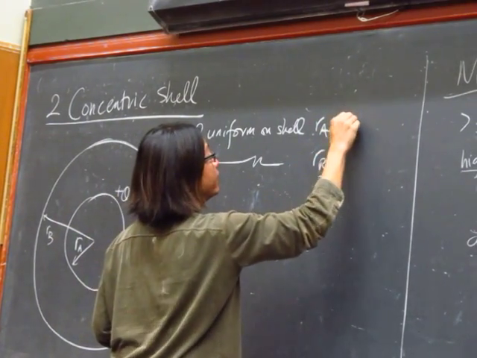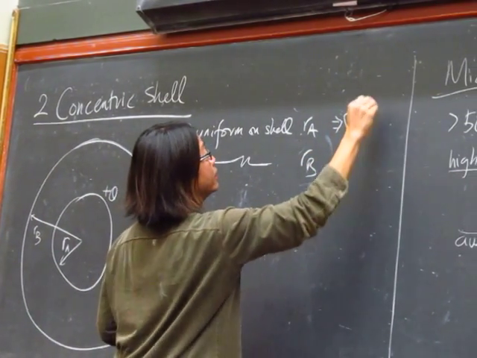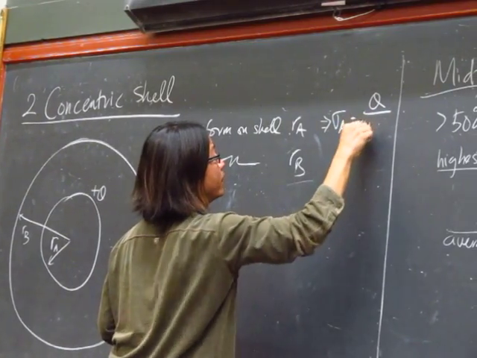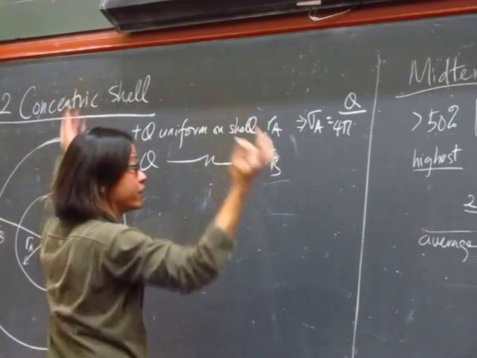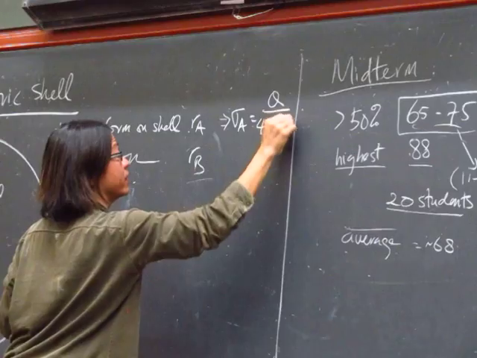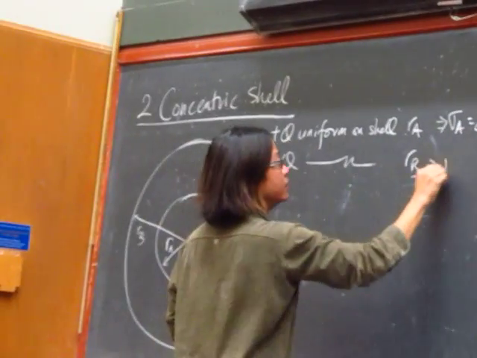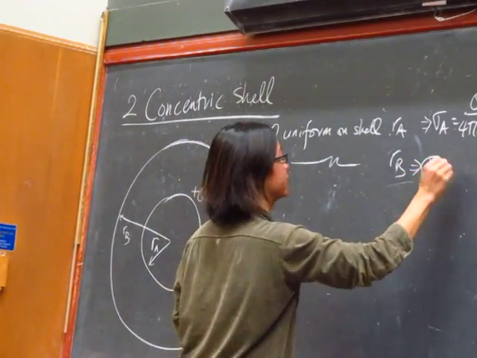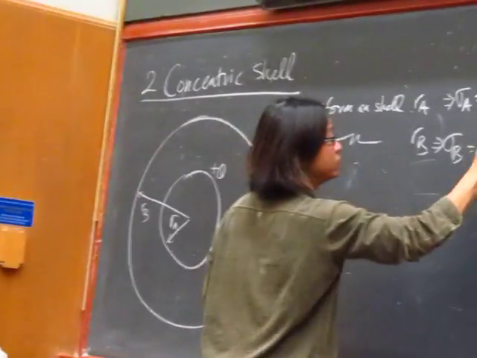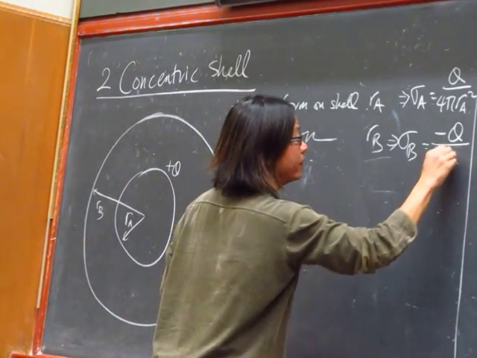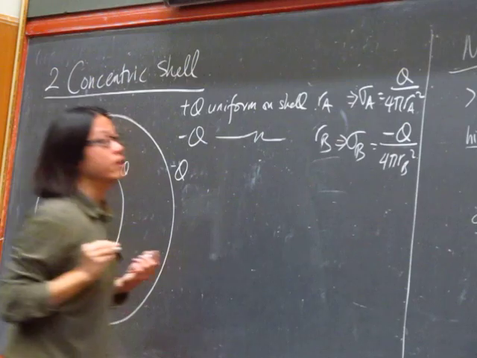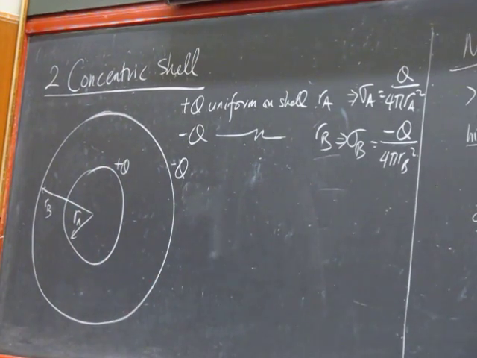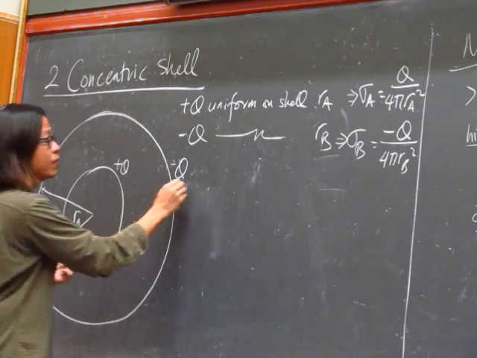Where sigma A is Q over 4 pi RA squared, the area of the shell. And the flux density at B is given by minus Q over 4 pi RB squared. You can do a similar calculation like that, and it's actually very easy to do.